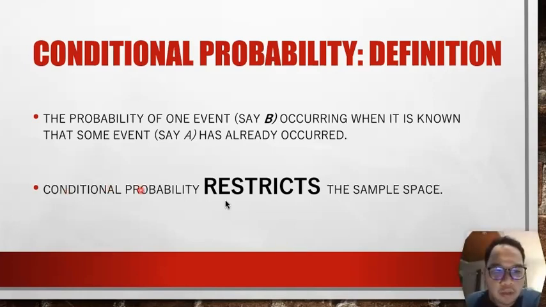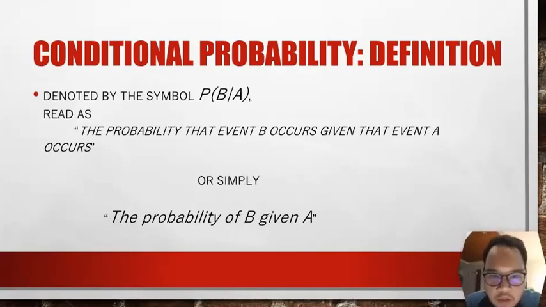So in short, conditional probability restricts the sample space. It's not going to respect the overall sample space S, but it will have a new, stricter sample space, which is the given event that already occurred. So we denote that by this notation, which is read as the probability that event B occurs given that event A occurs, or to make it simple, the probability of B given A. That's it, knowing that they're events.